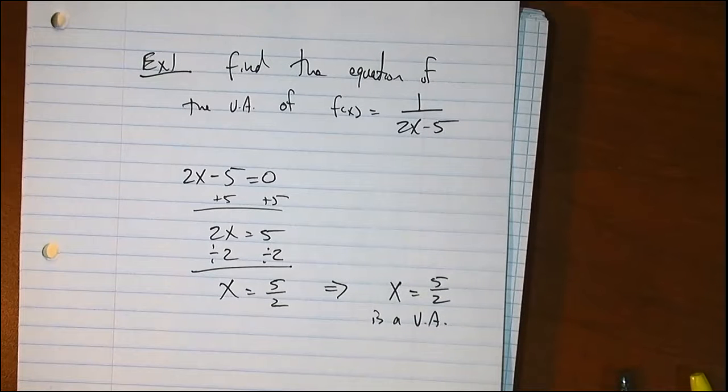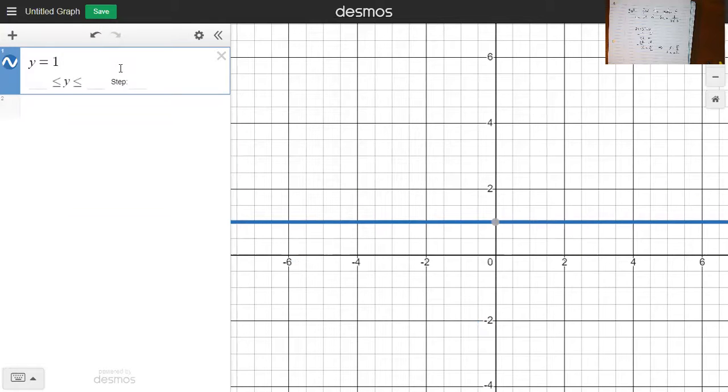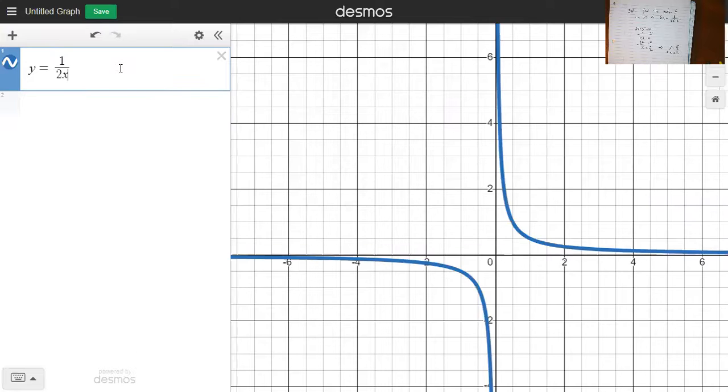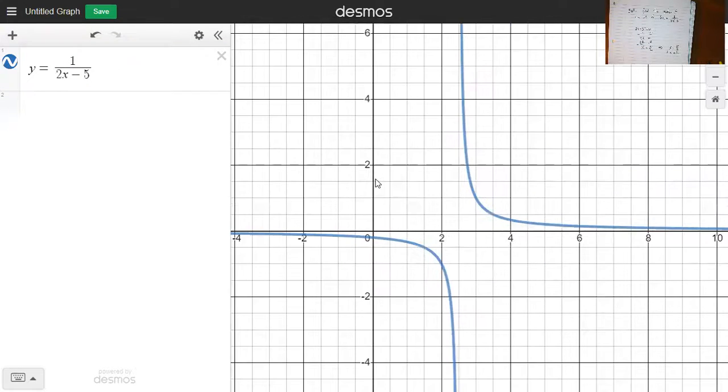Right? So to kind of help with this, what I'd like to do is take a look at one of these graphs again. So let's graph this particular function. So we're going to change this function. Instead of being y equals 1 over x, we're going to make it y equals 1 over 2x minus 5. Okay, so there's my function right there. Now, we said that we were going to get a vertical asymptote at x equals 5 over 2. So 5 over 2, that's 2.5.